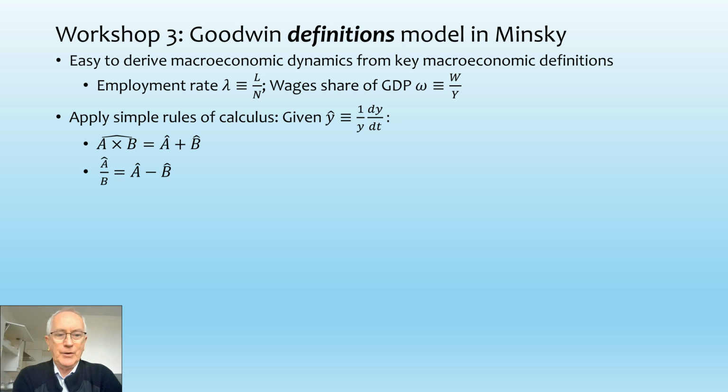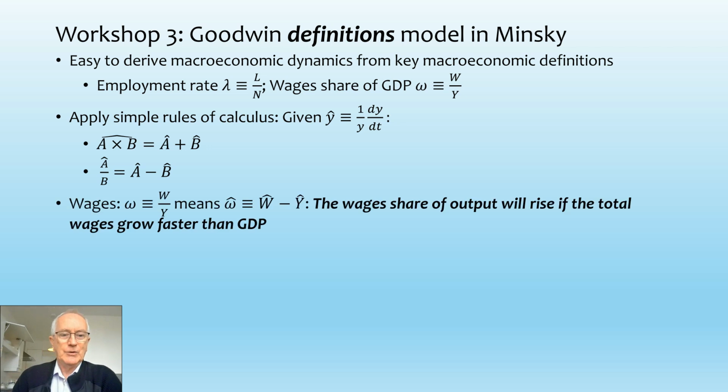And if you have a ratio, where A and B are both variables in a system, then the percentage rate of change of the ratio is the gap between the rate of change of A in the numerator and of B in the denominator. So that's a simple rule to apply here. And if you look at the wages share of GDP, then the percentage rate of change of the wages share of GDP is the percentage rate of change of the wage bill minus the percentage rate of change of GDP. And that simply says the wages share of output will rise if total wages grow faster than GDP.